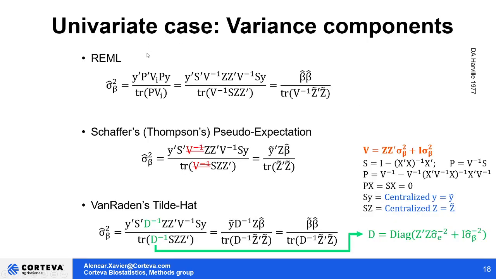So REML, as a quadratic expectation, has this derivation: beta hat divided by the trace of centralized z prime z.